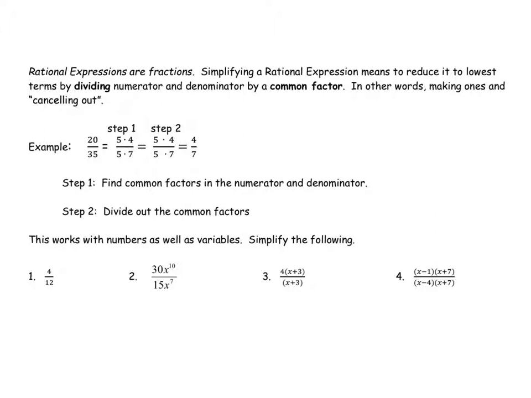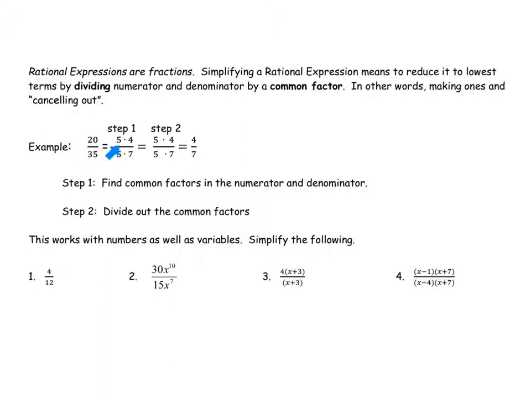So, as I said before, rational expressions are fractions. Simplifying a rational expression means we're reducing it to its lowest terms by dividing the numerator and denominator by a common factor. In other words, making ones and canceling out. So what we mean by making ones: right here, we've got 20 over 35. We want to reduce that fraction.